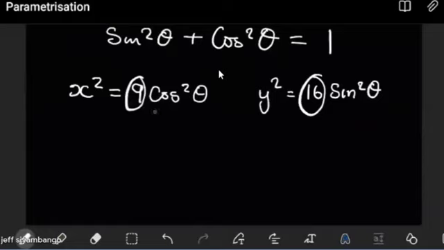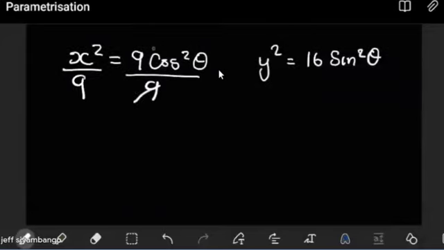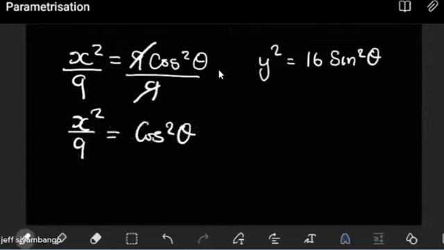We only want cos and sine on this side so that it's easy for us to add them. So they give us that 1 we want in that identity. So to this one, I'll divide both sides by 9. Notice that this 9 would cancel here, leaving me with x squared over 9 is equal to cos squared theta.